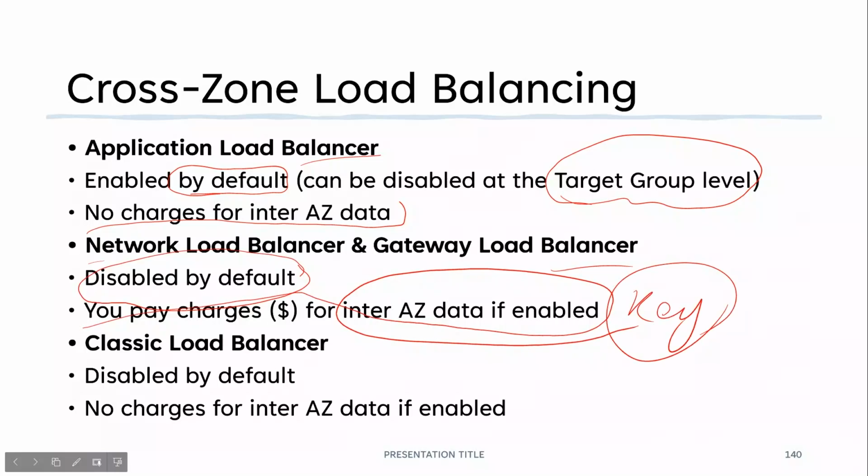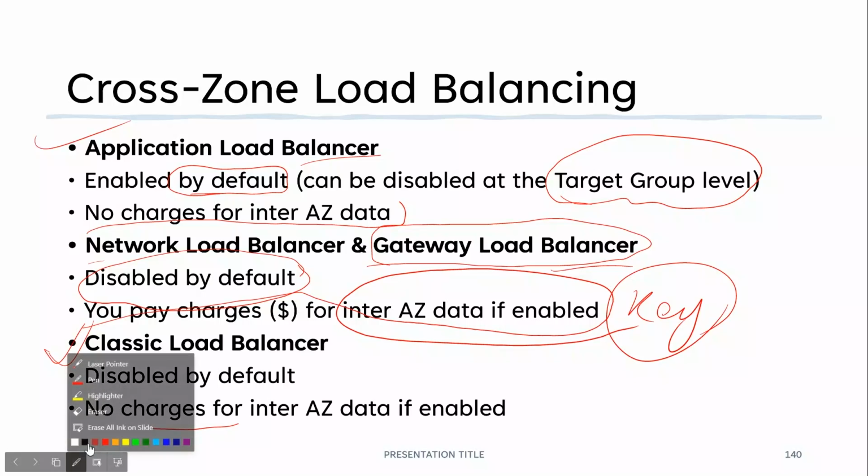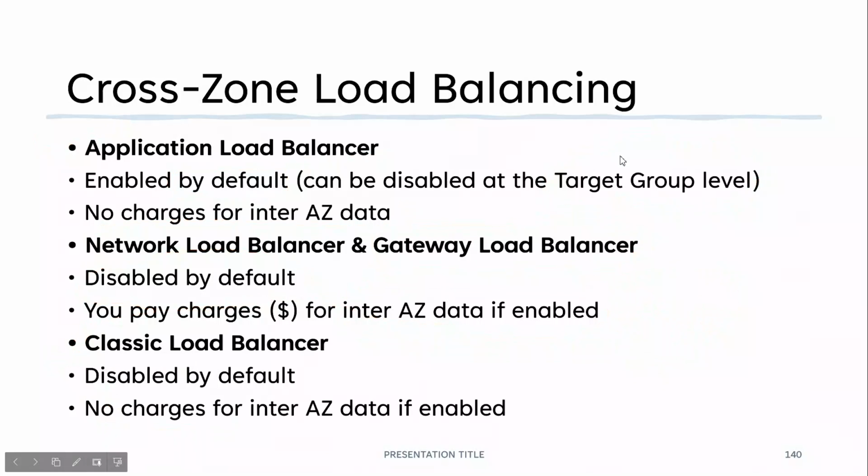So charges are incurred if you enable it in a network load balancer. No charges if you go for an application load balancer, right? It is the same for the gateway load balancer also. Charges will be incurred if you enable cross zone load balancing in gateway load balancer. Now for classic load balancer, it is disabled by default and there are no charges if it is enabled. Okay, simple as that. Now let us move on.